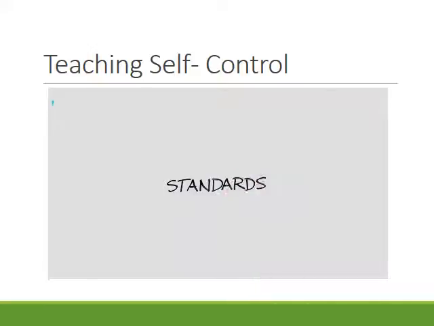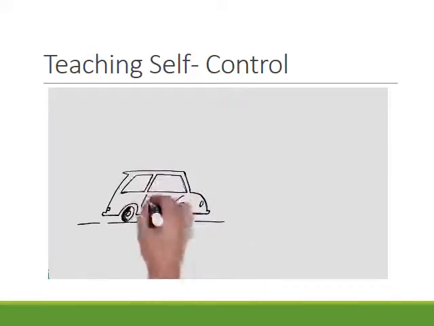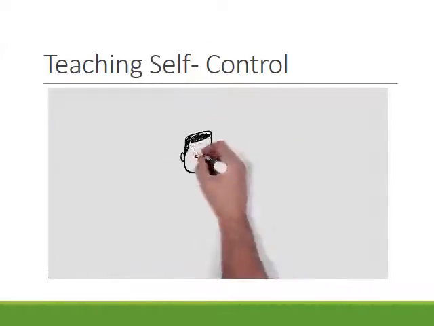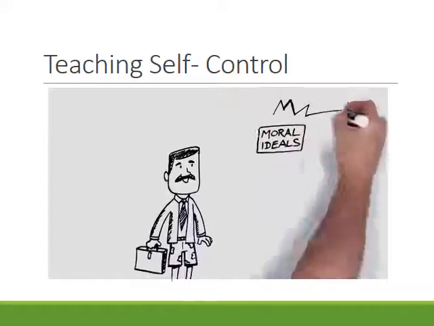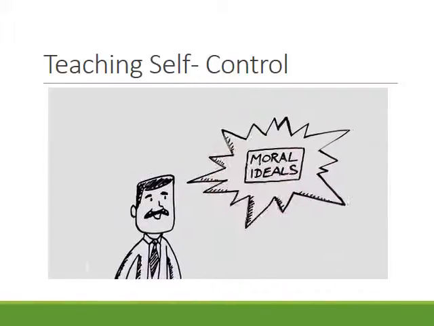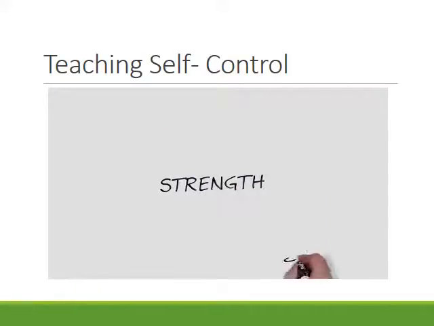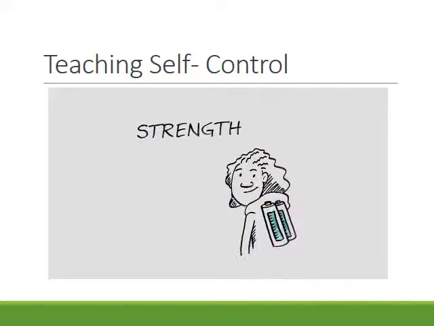Standards: these tell you what's appropriate. Laws tell us how fast we're supposed to drive. They tell us why we should wear a suit instead of flip-flops to a job interview, and they tell us how to live up to our moral ideals. And strength: this is the energy to use self-control. Self-control is fragile. If you use it, you have less energy left over later.